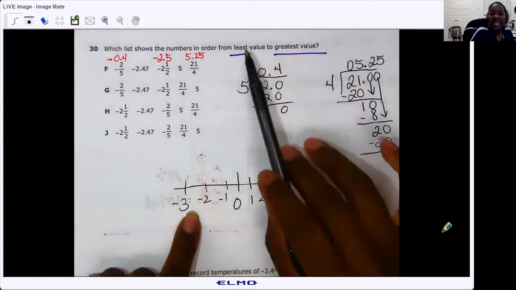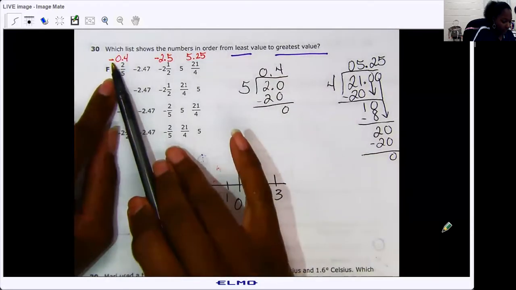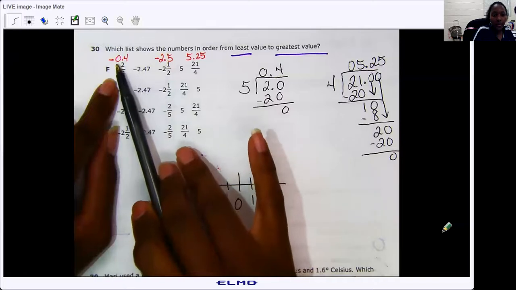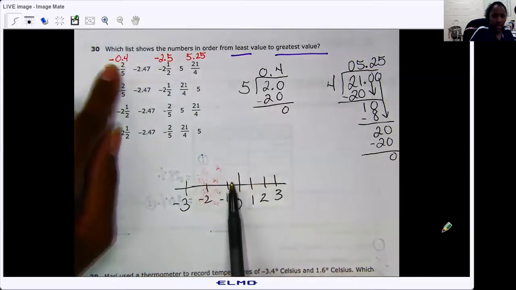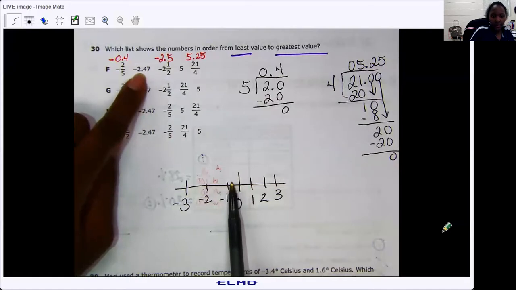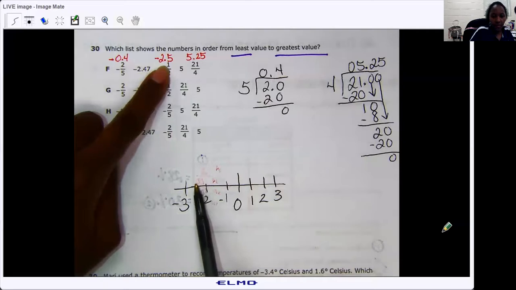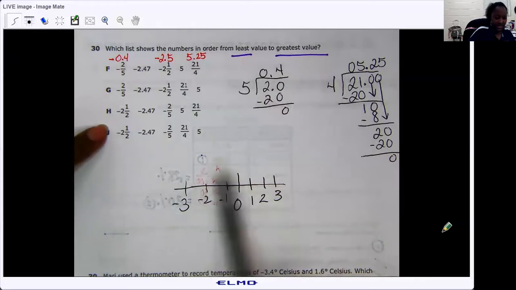So since I'm looking for the least, I need the smallest number I have. So here's a negative, here's a negative, here's a negative. I want the one furthest from 0. Negative 0.4, that's close, that's about right here. Negative 2.47, okay, we're getting further. And then negative 2.5. Okay, so obviously this one is the furthest from 0. So I need to find the one that has negative 2.5 as the front. I only have 2 answer choices that have negative 2.5 as the front, and that's H and J.